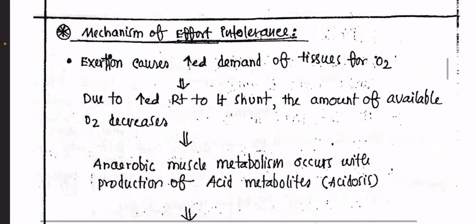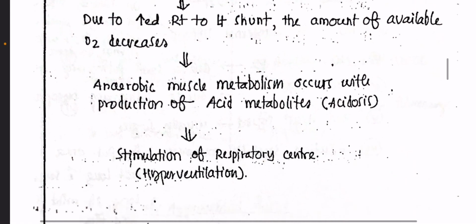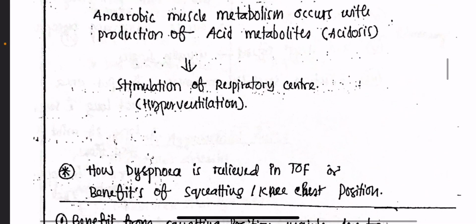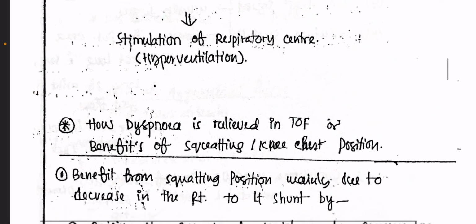Now, mechanism of effort intolerance. Exertion causes increased demand of tissues for oxygen. Due to increased right to left shunt, the amount of available oxygen decreases. Anaerobic muscle metabolism occurs with production of acid metabolites, that is acidosis. This stimulates the respiratory center, that is, it causes hyperventilation.